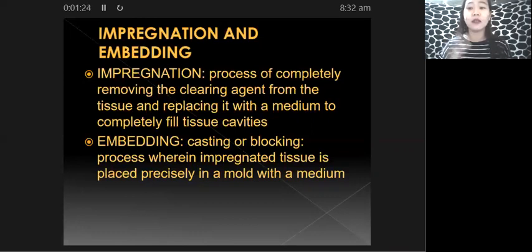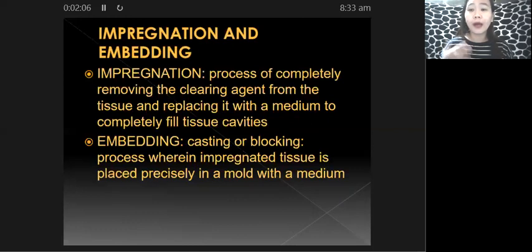All right. So for this video class, I will be discussing impregnation and embedding. Why do we have to discuss it at the same time? This is because we make use of the same reagent for your impregnation and embedding. So parehas lang na reagent ang ginagamit natin. In short, when we say impregnating or infiltrating medium, it's the same as your embedding medium. So we can actually make use of these two terms interchangeably.